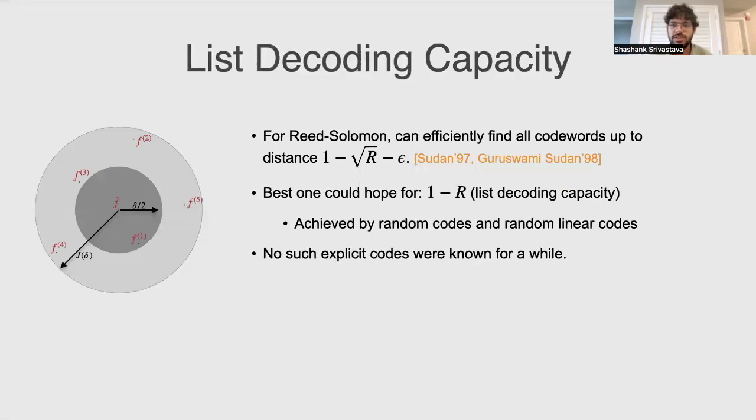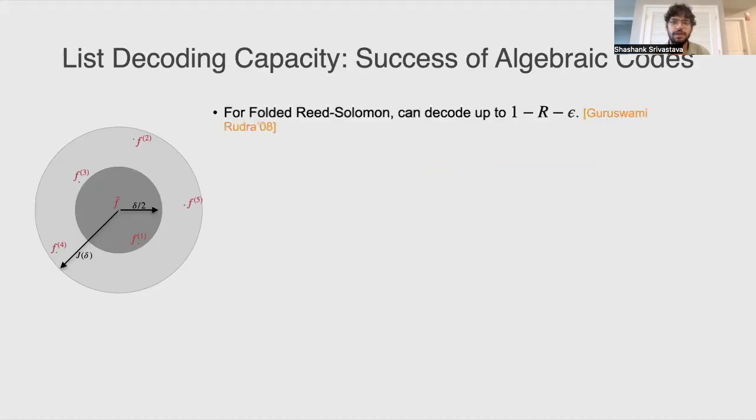No explicit codes that were list decodable up to 1 minus R were known for a while. And in the absence of these explicit codes, we also didn't expect a lot of algorithmic results that could decode up to 1 minus R. However, that changed with these algebraic constructions, in particular, this code called the folded Reed-Solomon code, which is a simple modification on top of the usual Reed-Solomon code that can decode up to 1 minus R minus epsilon errors for any epsilon greater than 0.